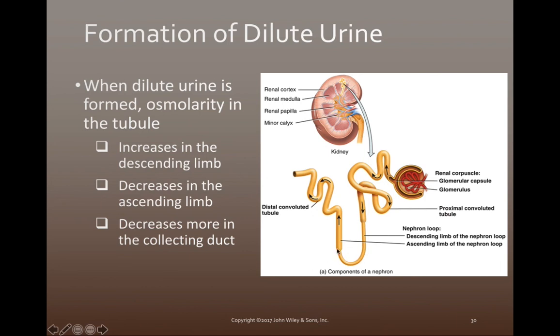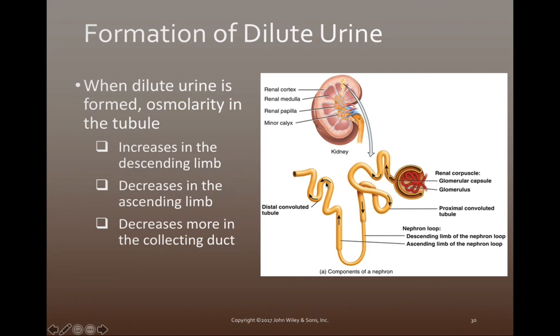But as we move up the ascending limb of the loop of Henle, the osmolarity is going to decrease. In the ascending limb, we're going to have a decrease in concentration. And this is because only solutes and electrolytes are able to be reabsorbed in the thick ascending limb.